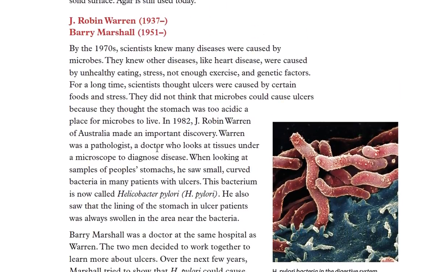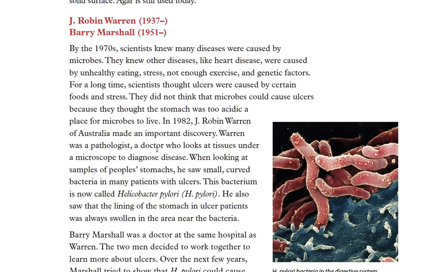Okay? By the 1970s, scientists knew that diseases were caused by microbes. They knew other diseases, like heart disease, were caused by unhealthy eating, stress, not enough exercise, and genetic factors. For a long time, scientists thought ulcers were caused by certain foods and stress. They did not think that microbes could cause ulcers because they thought the stomach was too acidic a place for microbes to live.